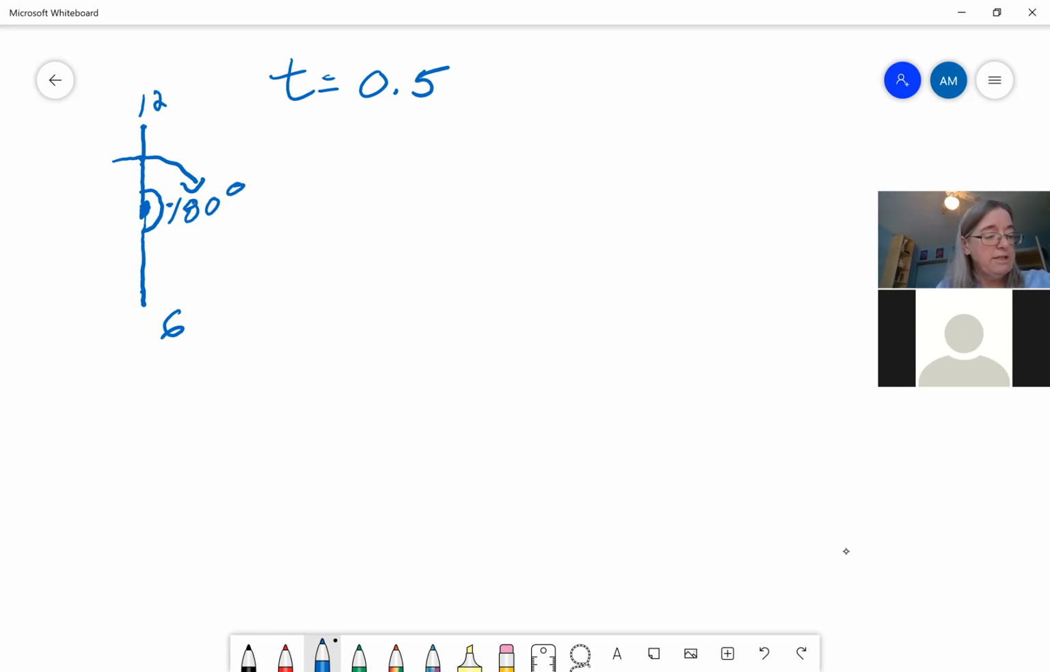The angular velocity equals, for the second hand, change in angle over change in time, which should be negative 180 degrees. It does ask for the second hand, yeah.